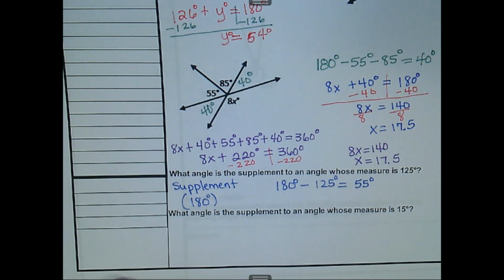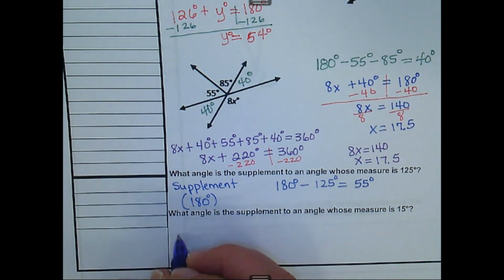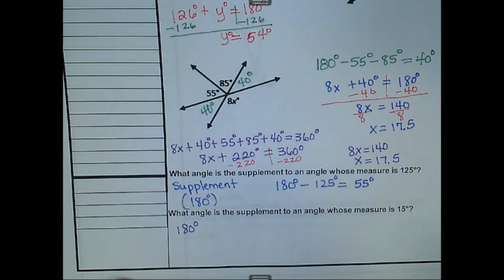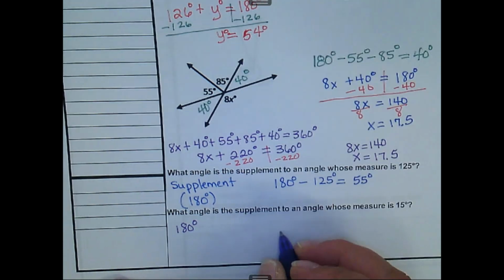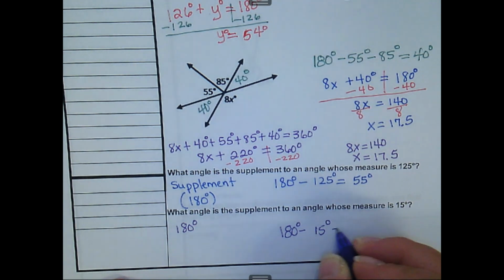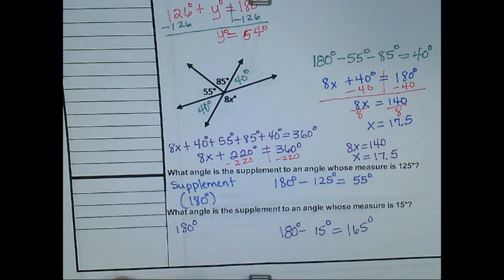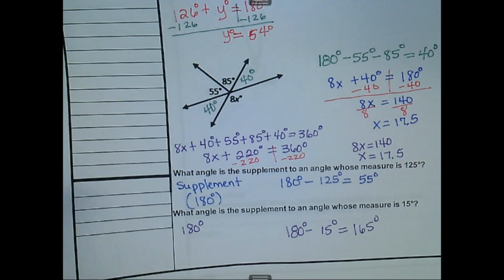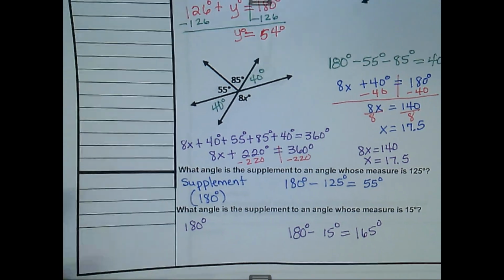Same thing again. We know that supplement is 180 degrees. How do I set my equation up? The same thing, only with different numbers. 180 degrees minus 15 degrees gives me 165 degrees. And that's what x is equal to.